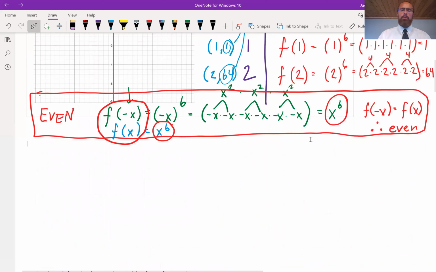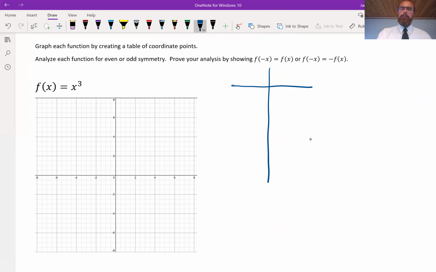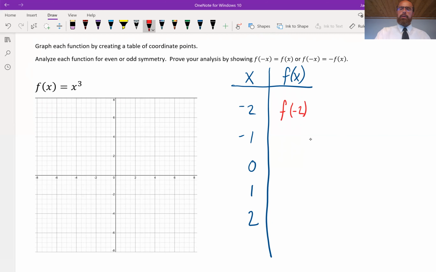Let's take a look at one more example. So here we've got the function f of x equals x to the power of 3. We'll set up to graph the function first, so x, f of x, and we'll choose again our traditional 5 values, -2 through +2, and we'll jump right into the graphing. So f at -2 is, again, I'm going to use parentheses carefully because I have to deal with that negative sign, to the power of 3.